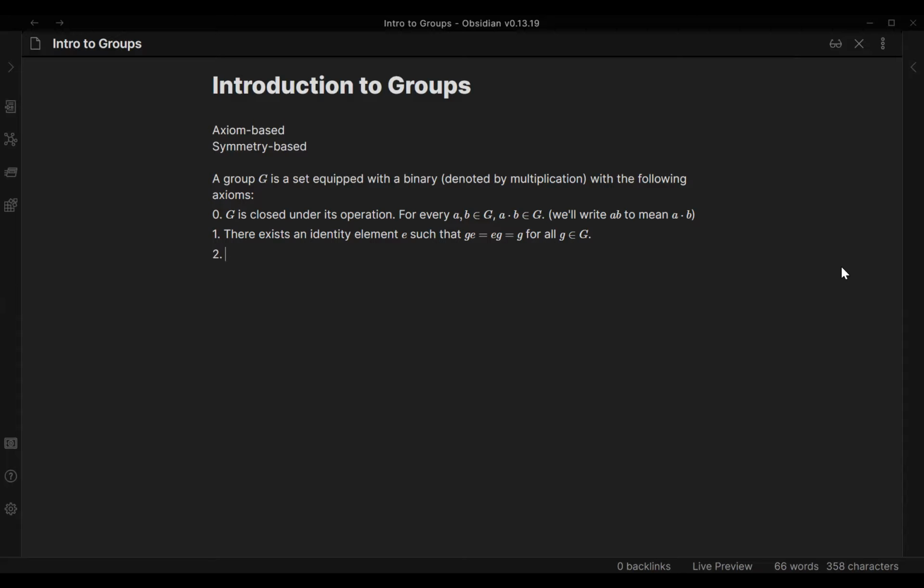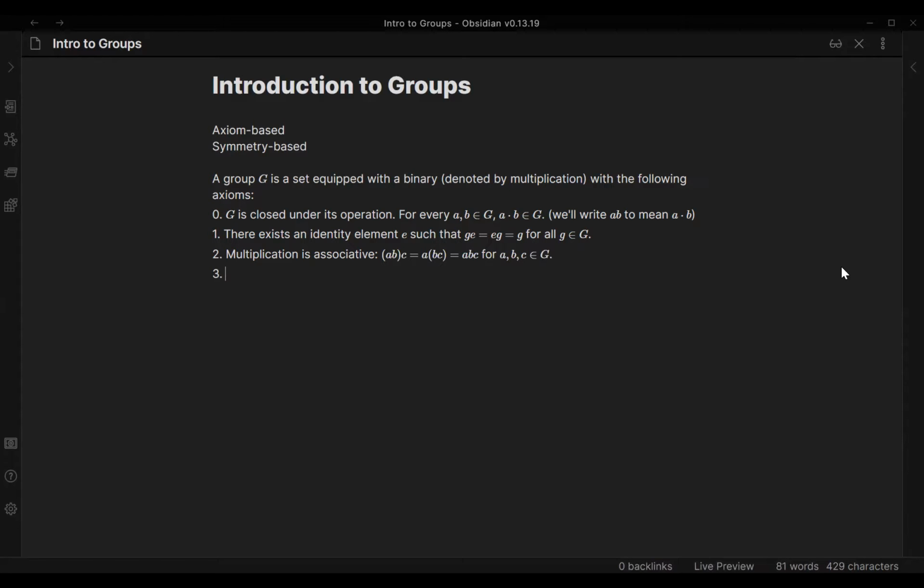Let's see. So multiplication is associative. This should be somewhat self-explanatory, but I'm going to write it out. If we have elements A, B, and C, we have that (AB)C equals A(BC) equals ABC for A, B, C in the group.